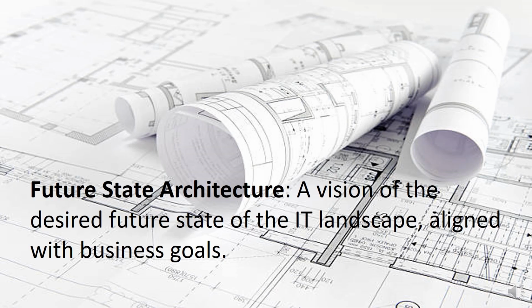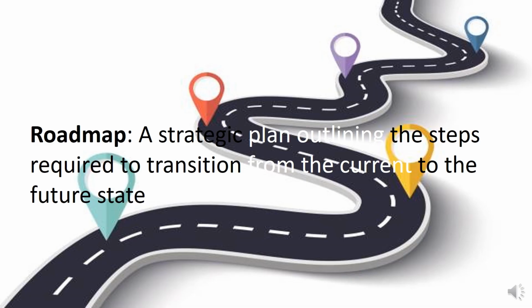Future state architecture, a vision of the desired future state of the IT landscape aligned with business goals. This statement is very important. Roadmap, a strategic plan outlining the steps required to transition from the current state to the future state. Now, depending on the organization, it may be a 3 year, 5 year, 7 year roadmap.